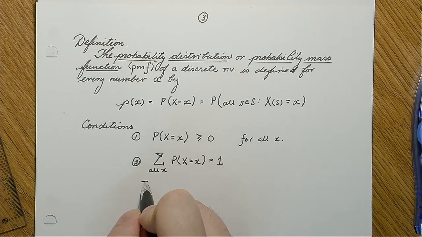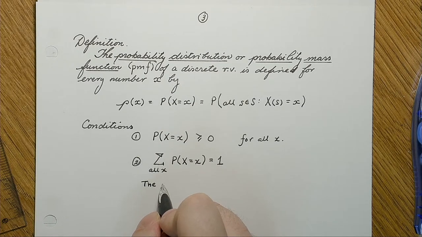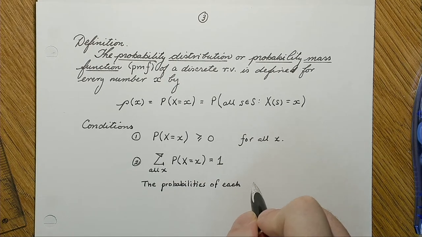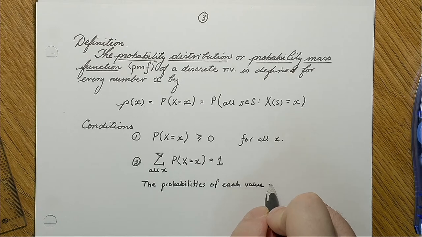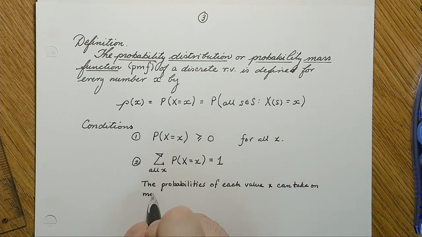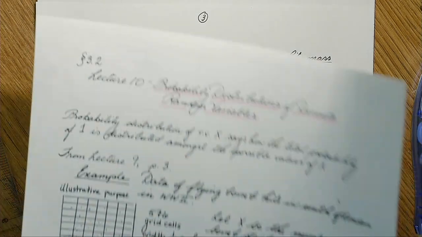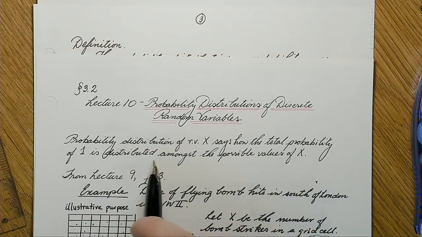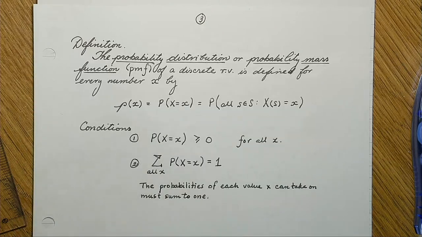Or in other words, the probabilities must sum to 1. Again, because we're using our definition, the idea is that we have a total probability of 1, and we're going to distribute that amongst all the values of x. So it has to sum up to 1.